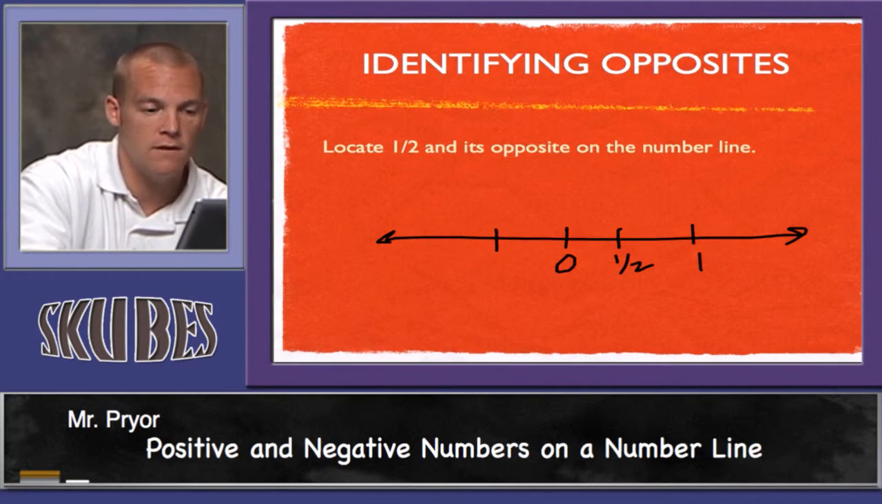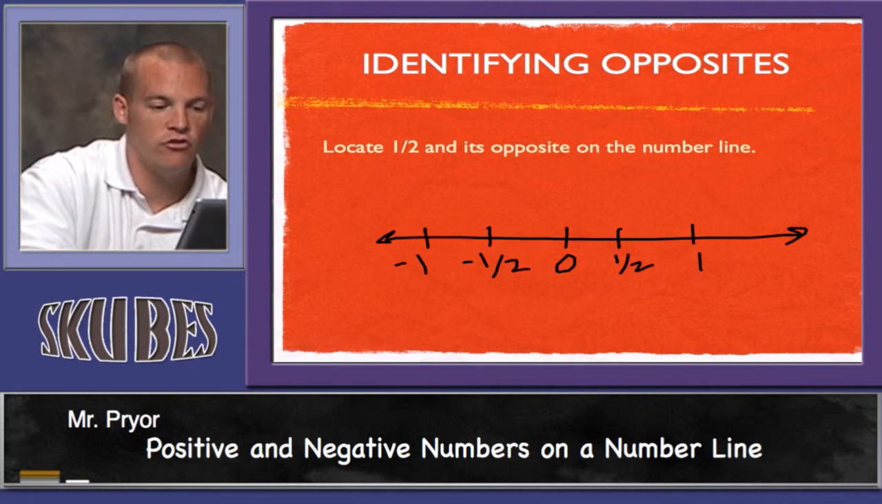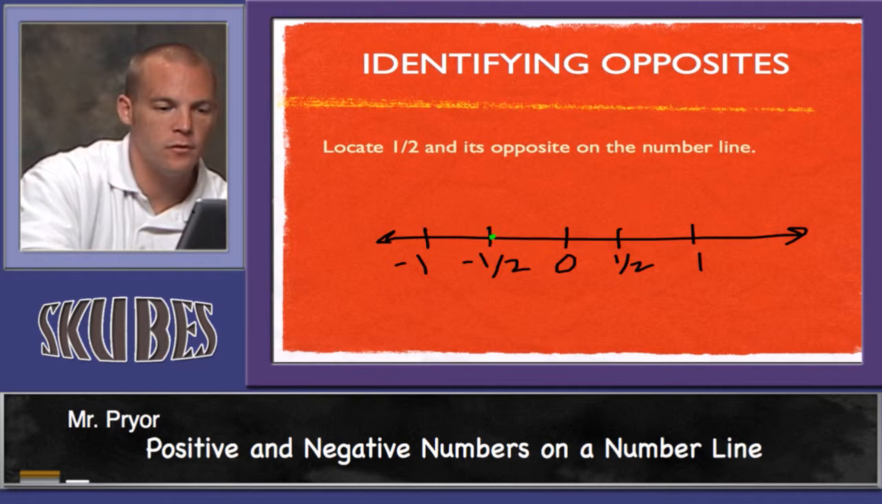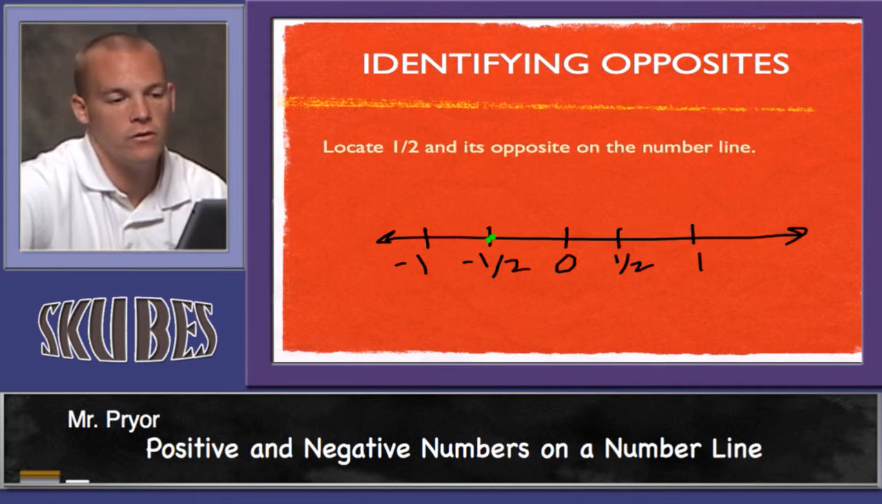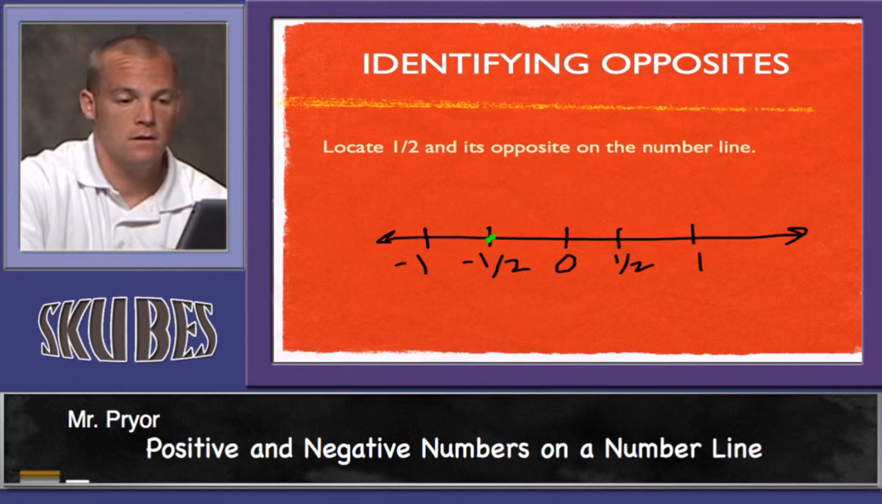We have our -1. Excuse me, I'm giving myself a little bit more room there. There we go. Now we have -1. And then splitting it in half, we would have our -1/2. So to show that, we'll place a point directly on the number line to show that we've located it on the number line.